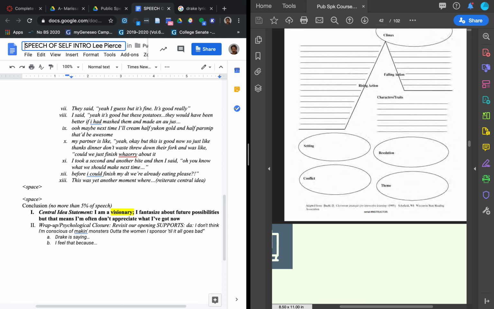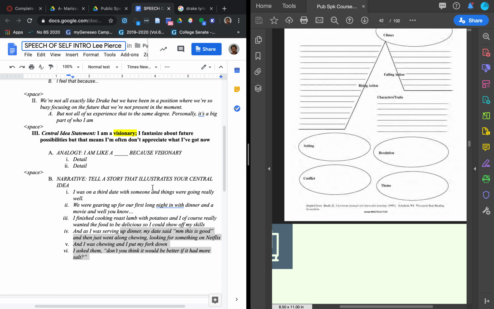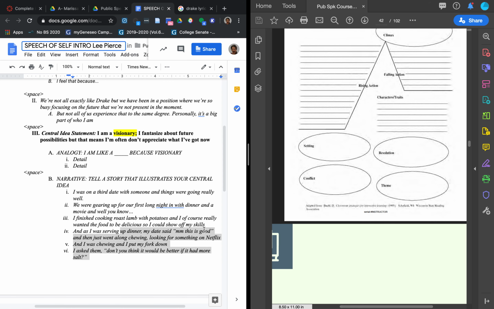All right? Then you're going to take the speech of self-introduction and you're going to revise it. You're going to clean up. You're going to fix all the stuff so you have a really solid outline. And then you're going to create a note card. So you're going to just find a small piece of paper, something that doesn't make noise.